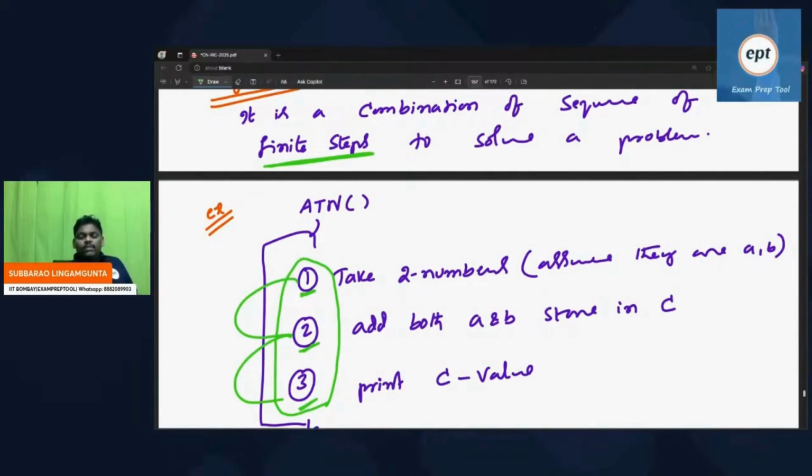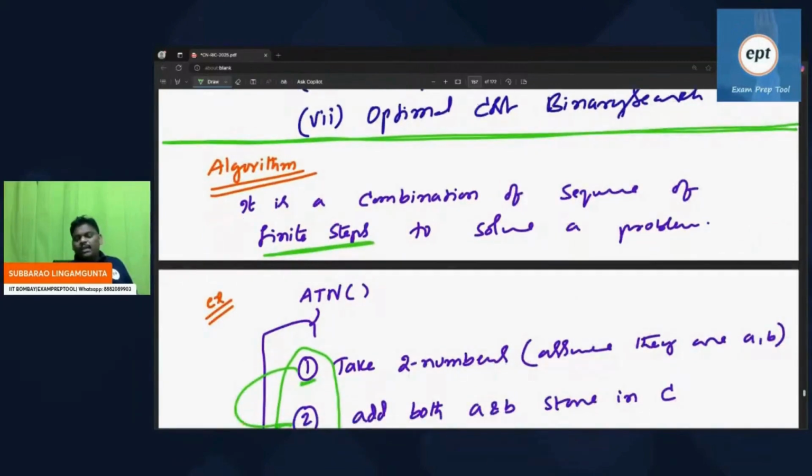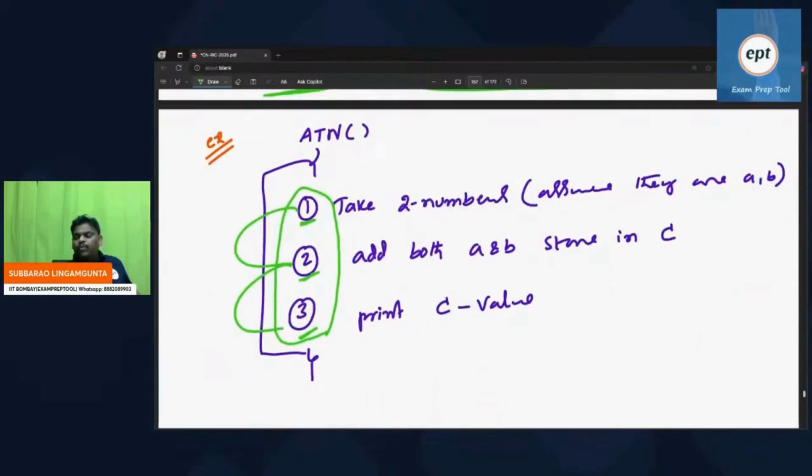From today onwards, if anyone asks what the algorithm definition is, simply say it is a combination of a sequence of a finite number of steps to solve a problem. Finally, it should solve your problem. Suppose the problem is not being solved, there is no point in writing the algorithm. If someone says I wrote an algorithm but it is not solving anything, then why did you write it? An algorithm should solve the problem. What is our problem here? Adding two numbers. Is it adding two numbers? Yes. Finally, it should solve the problem.